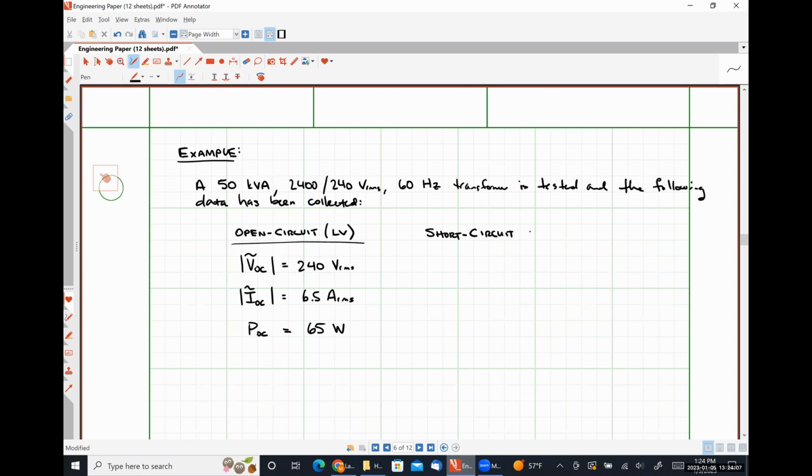Our short circuit test is carried out on the high voltage side. We have a short circuit voltage of 45 volts RMS that's measured when our low voltage windings are shorted. When our windings carry a rated current, we get 20.833 amps RMS, and our watt meter gives us a power of 300 watts. What I want us to do is determine the cantilever equivalent circuit referred to the high voltage side of the transformer.